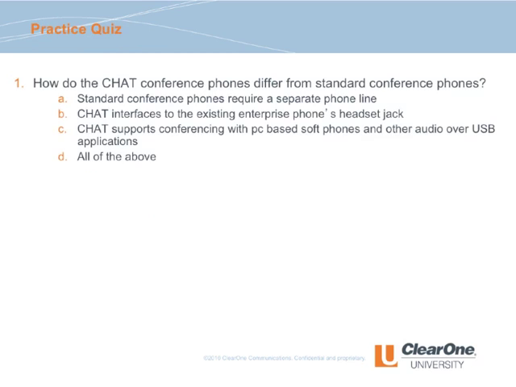Time for a practice quiz. How do the chat conference phones differ from standard conference phones? A. Standard conference phones require a separate phone line. B. Chat interfaces to the existing enterprise phone's headset jack. C. Chat supports conferencing with PC-based soft phones and other audio over USB applications. Or D. All of the above.